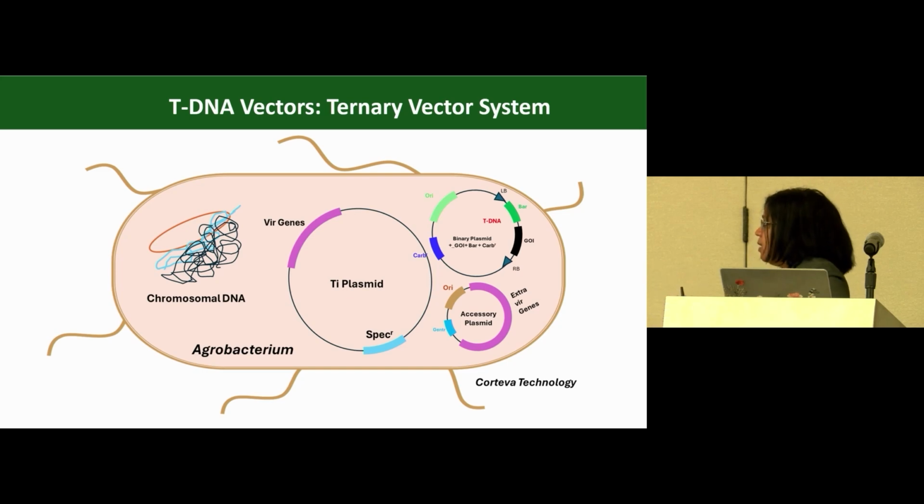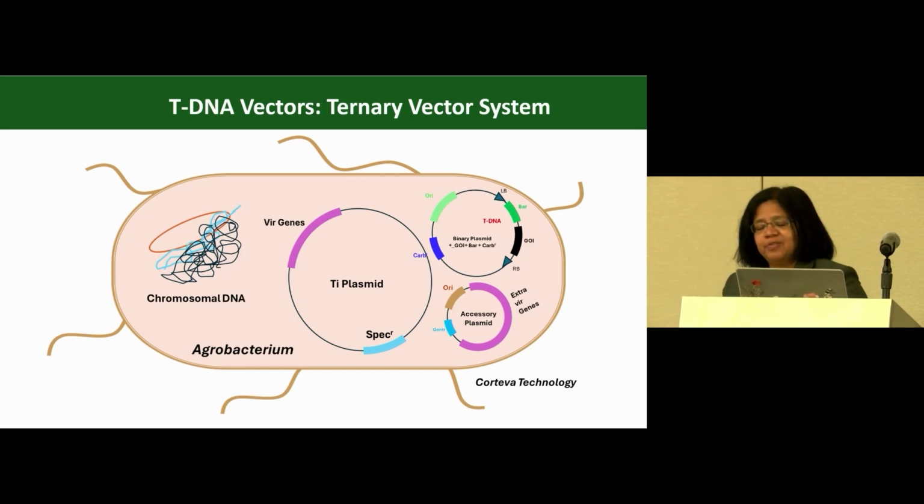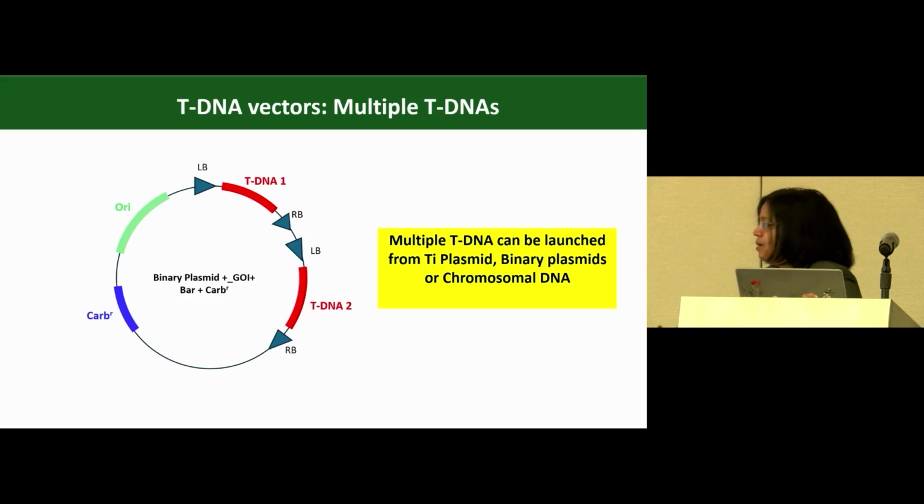One of the things I want to mention is, when we think about the T-DNA, we think about one T-DNA most of the time, for the general people who are utilizing this technique. You don't have to limit yourself to one T-DNA. You could put multiple T-DNAs in the same binary vector. A T-DNA could be placed one in a binary vector, one in a Ti plasmid, or it can be launched also from the chromosomal DNA.